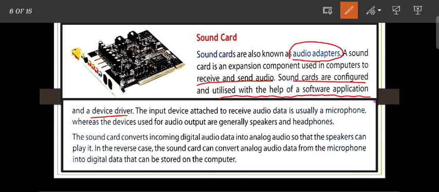The input device attached to receive audio data is usually a microphone, whereas the devices used for audio output are generally speakers and headphones. Okay, the sound card converts incoming digital audio data into analog audio so that the speaker can play it. And in the reverse case, the sound card can convert analog audio data from the microphone into digital data that can be stored in a computer. Okay, so this point is very important.